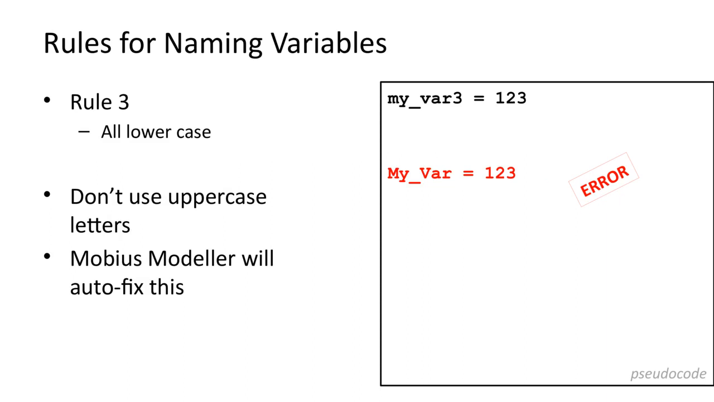Rule 3. The letters in the variable name must all be lowercase. This last rule is not common in other programming languages. However, we have found that novice programmers will often make mistakes, mixing up lower and uppercase letters. So we have added this rule. If you do try to name a variable with uppercase letters, Mobius will automatically convert them to lowercase. Now let's go through some examples.